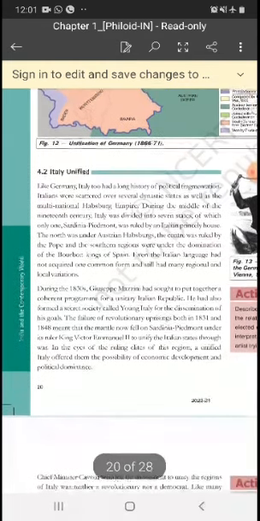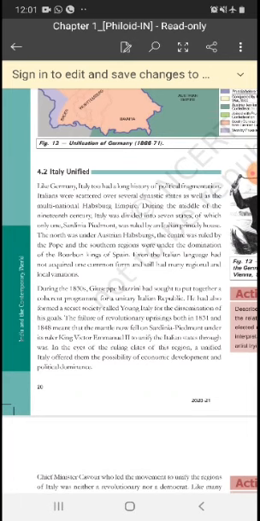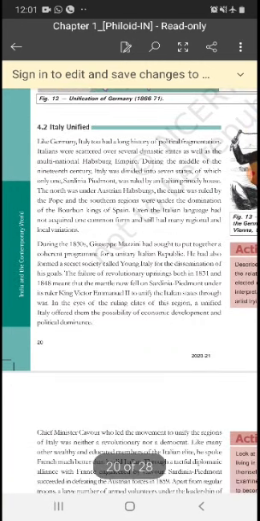In 1860, they marched into South Italy and the Kingdom of the Two Sicilies and succeeded in winning the support of the local peasants. In 1861, Victor Emmanuel II was proclaimed King of United Italy.